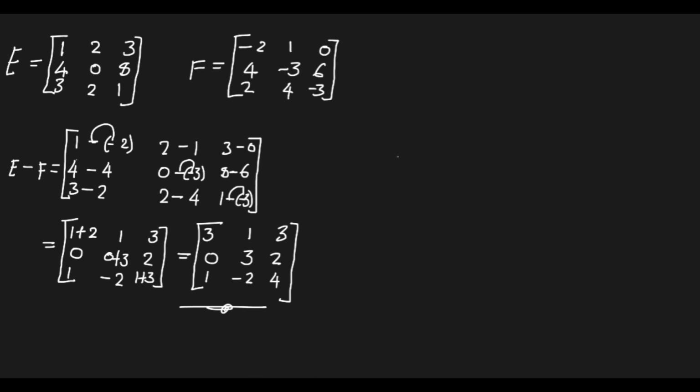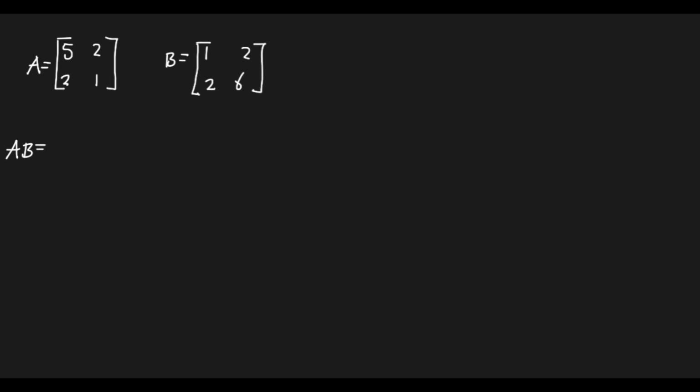Now let's look at the multiplication of matrices. So let's say we have two matrices. Matrix A with elements 5, 2, 2, 1. Then another matrix B with elements 1, 2, 2, 6. So first we are going to find the product of matrix A and B.